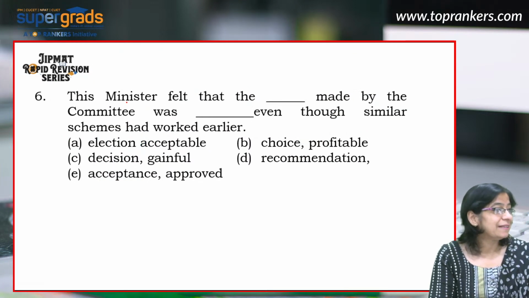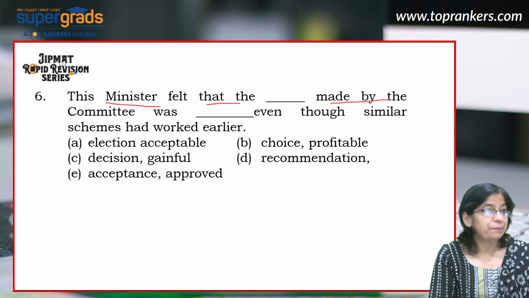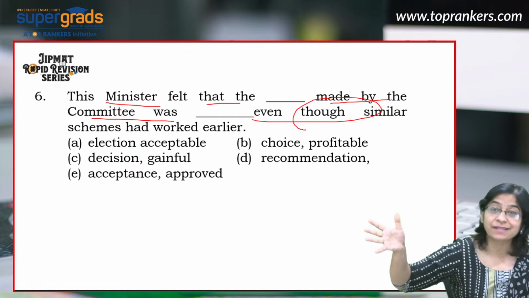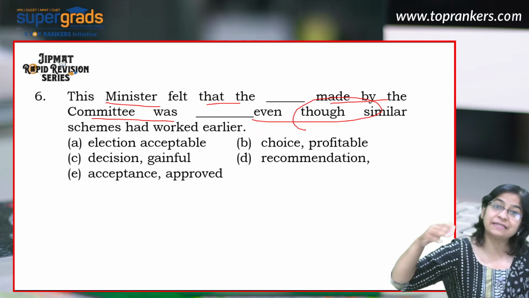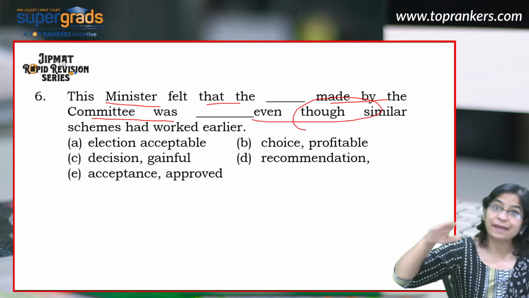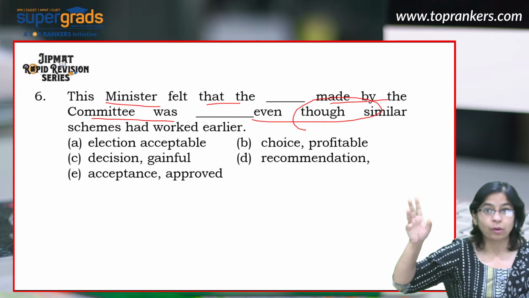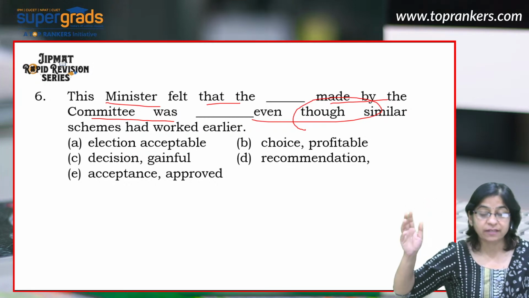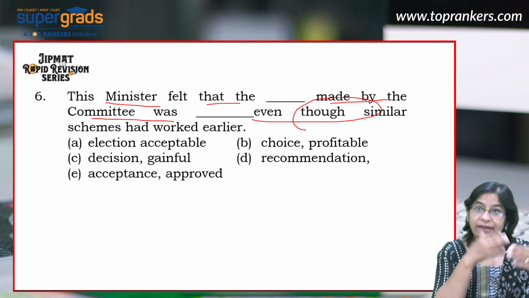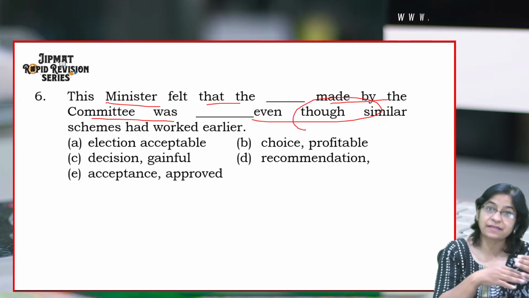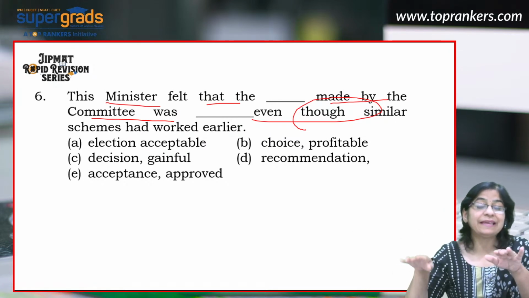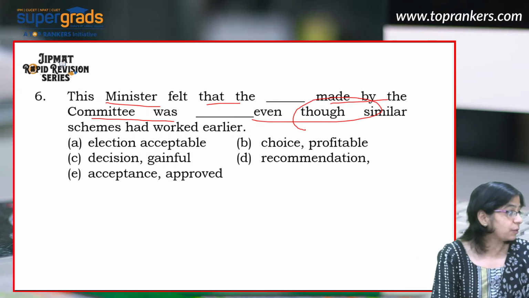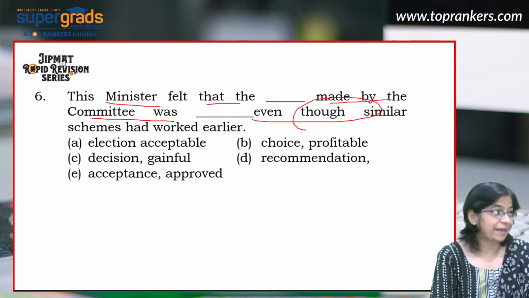Now, the next one. This says the minister felt that the dash made by the committee was dash even though. Now, even though is another contrasting connector. It's a correlative conjunction, which it's a conjunction that shows contrast, just like but. So if you see even though, although, despite, in spite of, but, you should know that whatever is being said in one half of the sentence will not be in sync with the second half of the sentence. There has to be some contrast. So let's look at this one together.